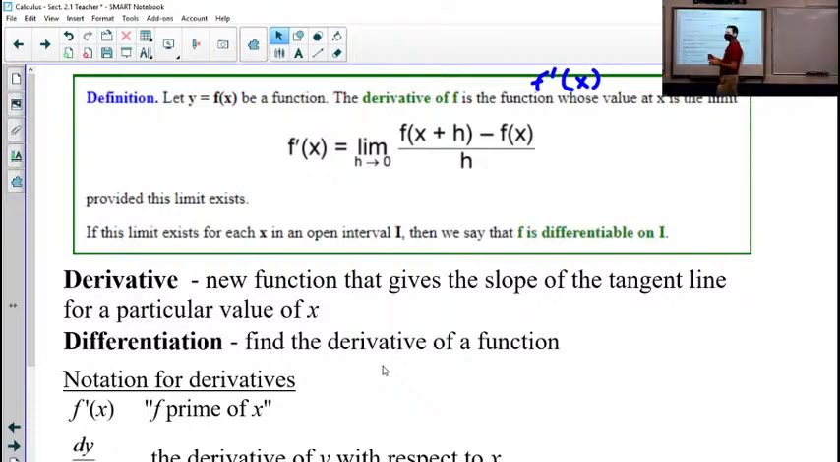So we're going to eventually get specific rules for what the derivatives of a ton of different functions are. That's what we're going to spend the next few weeks looking at. But let's see how some of these rules might work and how we might get some of these rules.